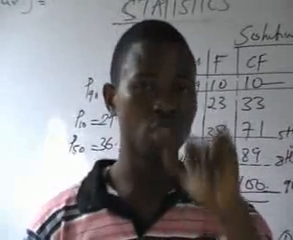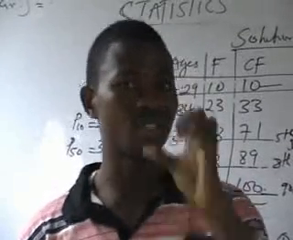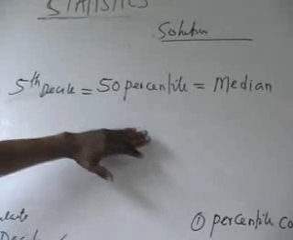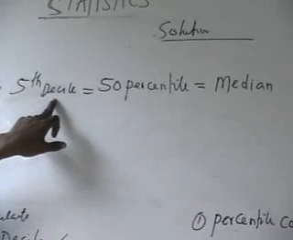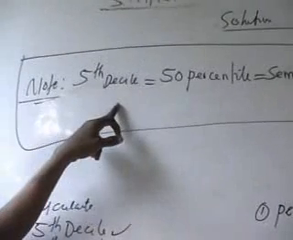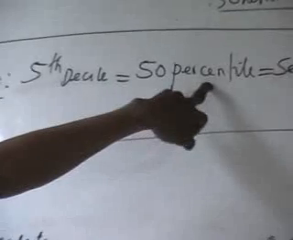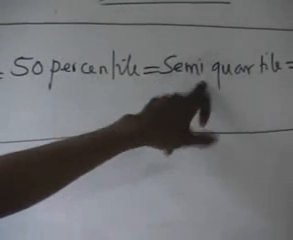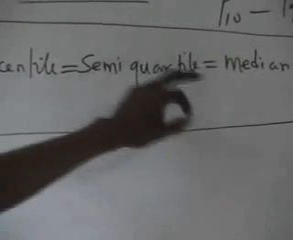Thank you for watching. So the next thing we are going to do is to note there are some certain things that are very synonymous to this, what we have done. So please quickly note. Just now note, I want you to know that fifth decile, are we together? Fifth decile is equal to, lastly, I want you to note that fifth decile is equal to what? 50 percentile, and it is also equal to what? Semi-quartile.